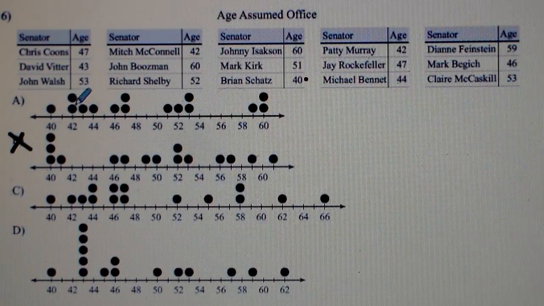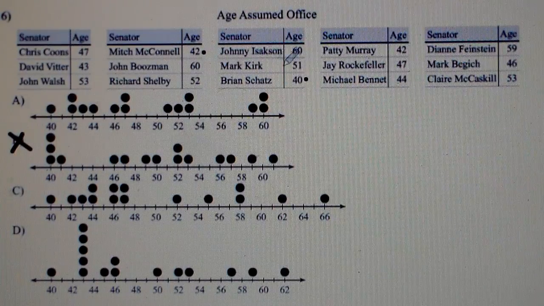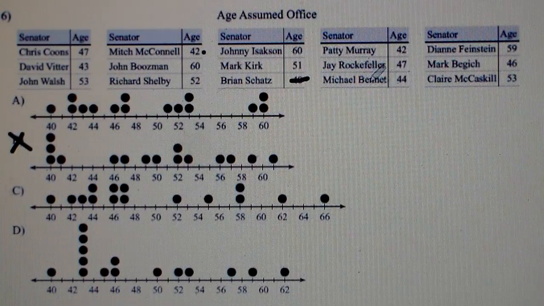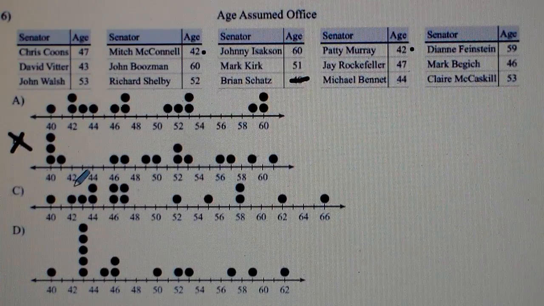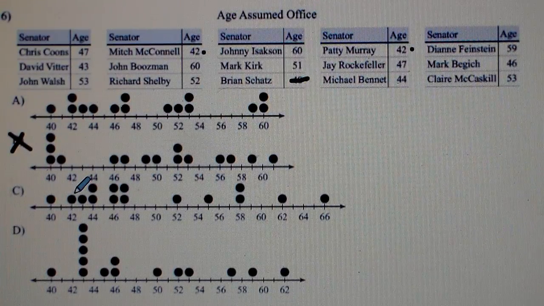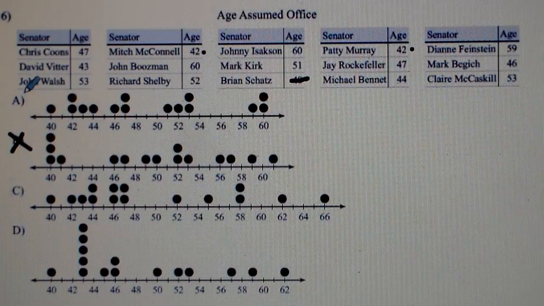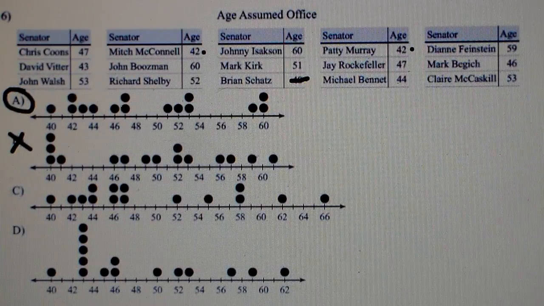So A has 2 42s. See if we can find 2 42s in our data table. There's one there, and there's one there. So there are 2 42s. Option C says only 142, and option D says no 42s. So our answer is A for number 6.